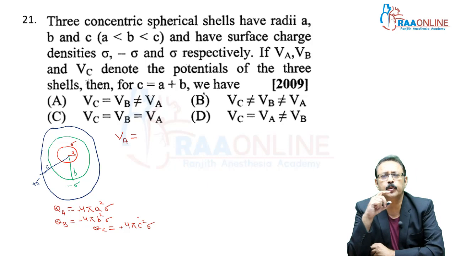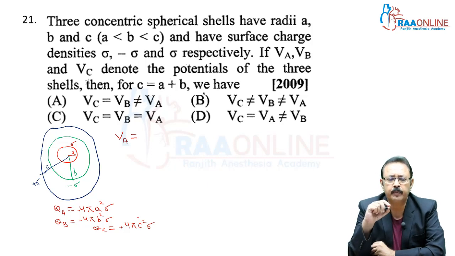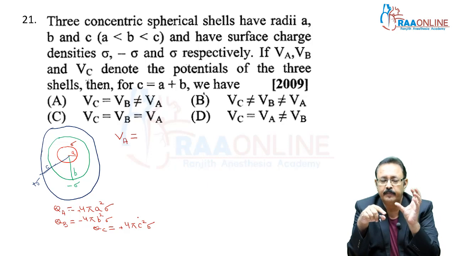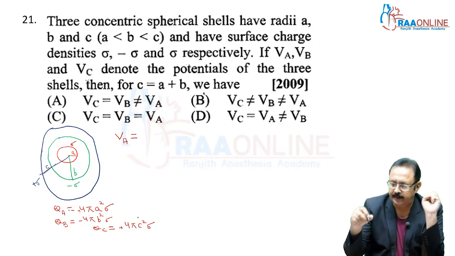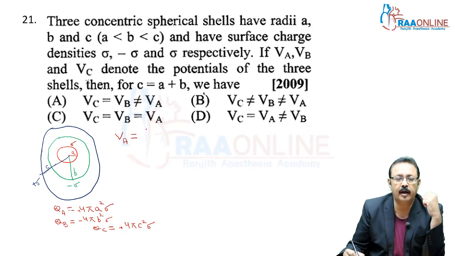Now first we are going to calculate the electric potential of sphere A due to its own charge. Its charge is at a distance A from the center. It will behave as if the whole charge is at the center. So it is 1 upon 4 pi epsilon naught.